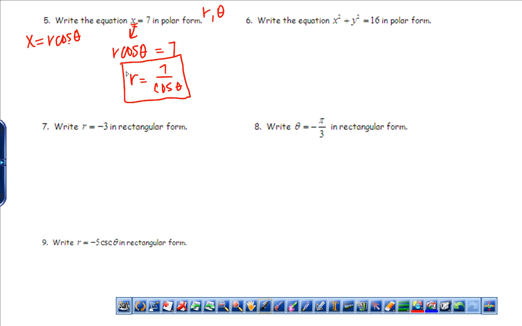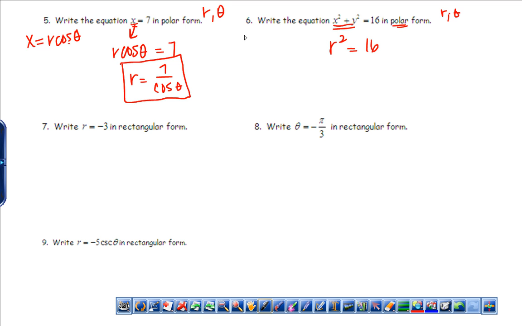Okay, look at number 6. Again, I want this in polar form, so I only want r's and I only want thetas. So is there anything that we know? I've got to get rid of my x's and my y's. On the conversion sheet, in that box, it says that r is equal to the square root of x squared plus y squared. So that means that x squared plus y squared is r squared.